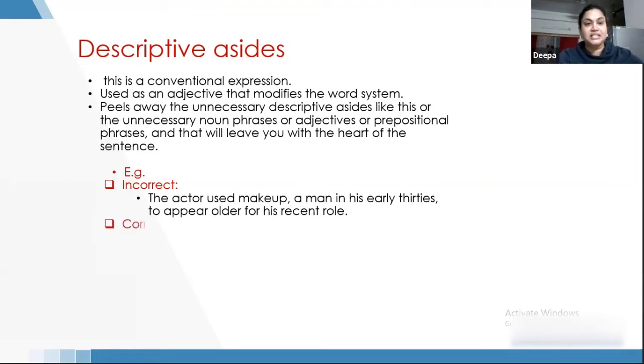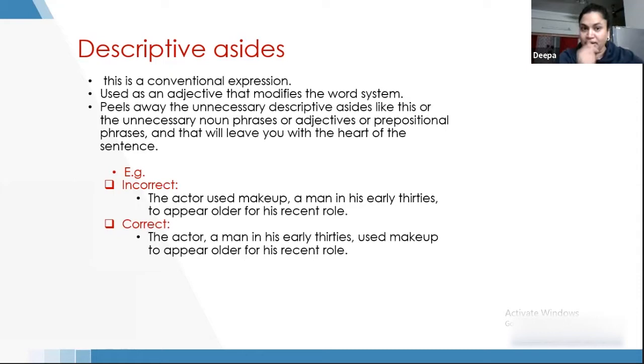So therefore, we can say it like this: the actor, comma, a man in his early 30s. So whenever we have a descriptive aside, we should always place that descriptive aside beside the main noun or the subject. We cannot take it along, or we cannot play with it. We have to take this phrase, a man in his early 30s, that is basically describing whom? It is describing the actor. So the actor is the main subject, and beside the subject, we take this, a man in his early 30s, and then we continue with our sentence.